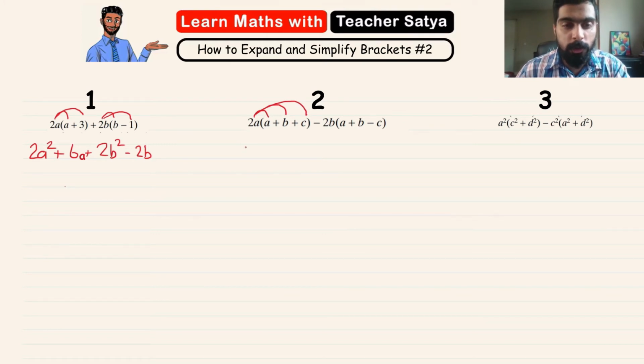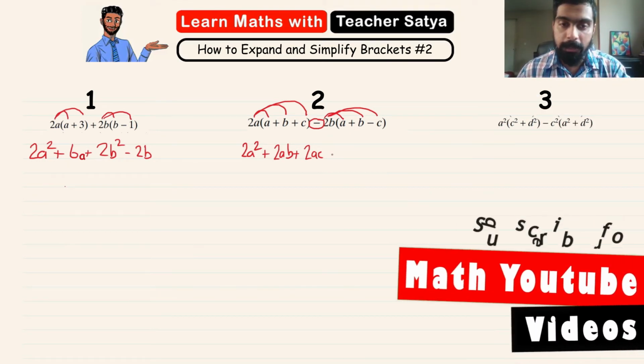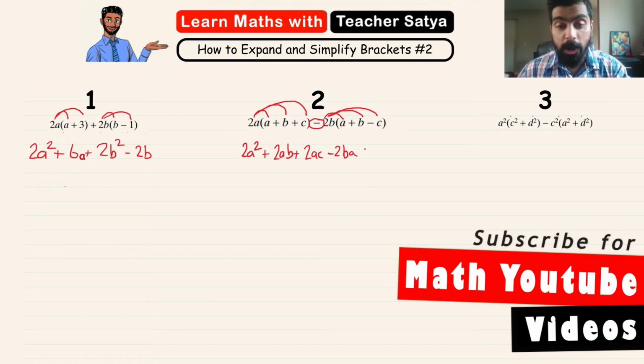All right guys, so 2a times a is going to give us 2a squared, 2a times b is going to give us plus 2ab, and 2a times c is going to give us plus 2ac. All right guys, now when we expand the second bracket, we also have to take into consideration that there's a negative sign in front of this 2b. So when we multiply with the terms inside the bracket, we'll be multiplying all the terms with negative 2b. All right guys, so negative 2b multiplied by a is going to give us negative 2ba. Negative 2b multiplied by positive b will give us negative 2b squared.